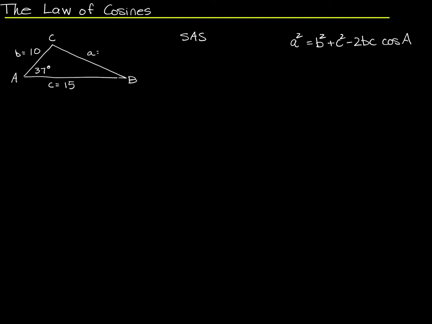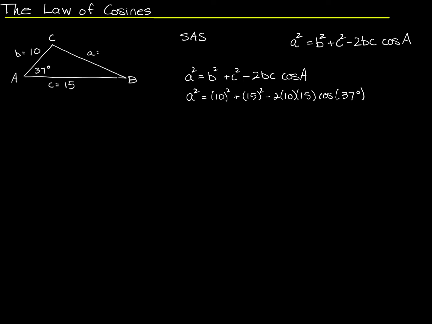All right, the law of cosines tells us that a squared equals b squared plus c squared minus 2 times b times c times the cosine of A. Well, I know what A is. It's 37. Do I know what b and c are? I do. They're 10 and 15. So side a squared is going to be equal to side b squared plus side c squared minus 2 times side b times side c times the cosine of A. And A is 37 degrees.